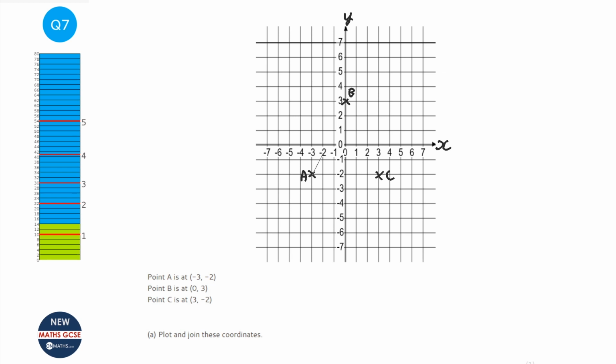So I'm just going to get my ruler and plot and join them. Well, we've plotted them, so we're just going to join them. And there we go. Makes a nice little shape there.